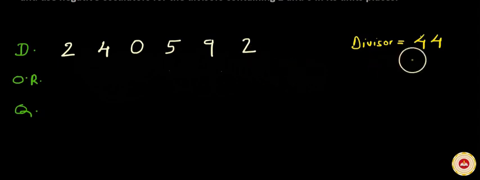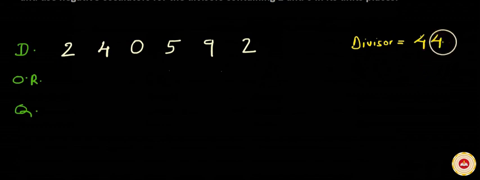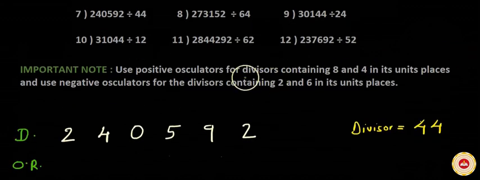2,40,592 divided by divisor 44. See, seventh example. Okay, see friends, now the divisor is 44, that is, it contains 4 in its units place. See, let us read the important note.